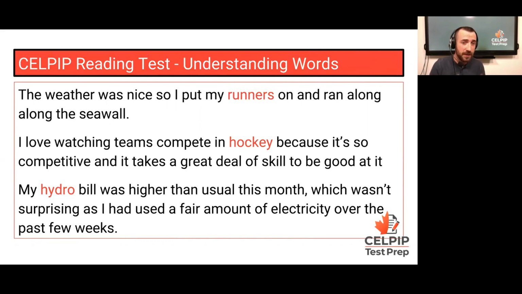My hydro bill was higher than usual this month, which wasn't surprising as I had used a fair amount of electricity over the past few weeks. So here we can see, okay, hydro is something that comes in the form of a bill, and it's relating to the amount of electricity that maybe I use throughout the month. Okay, does that make sense so far? Yeah. Perfect, great. Let's move on.